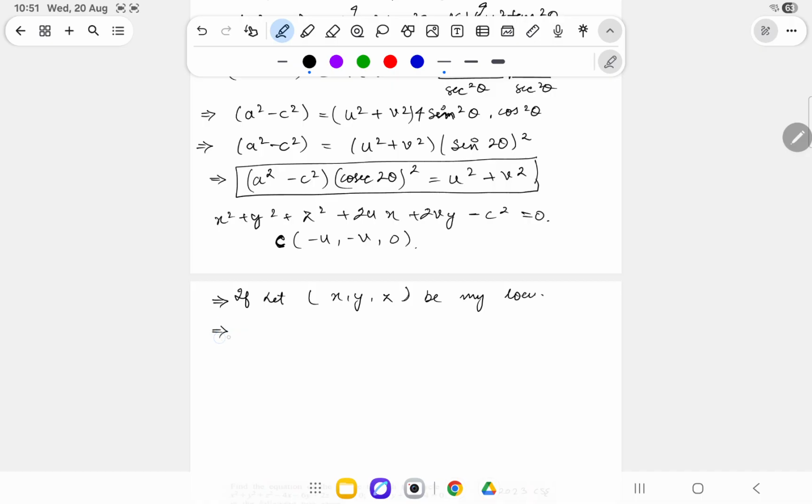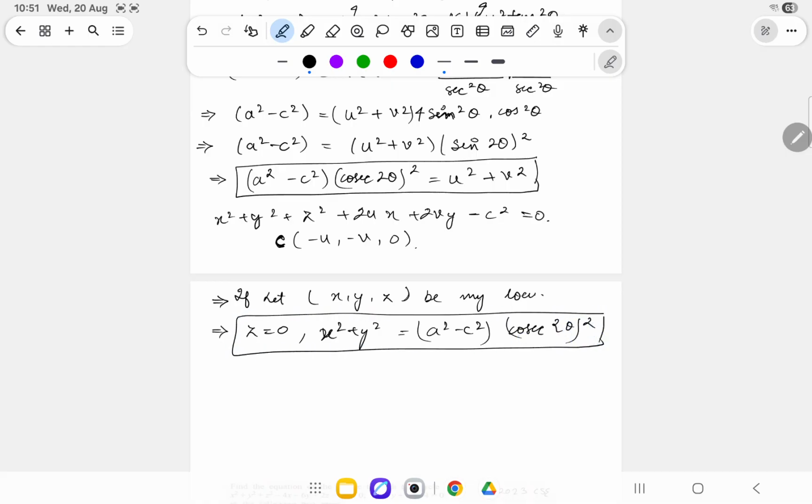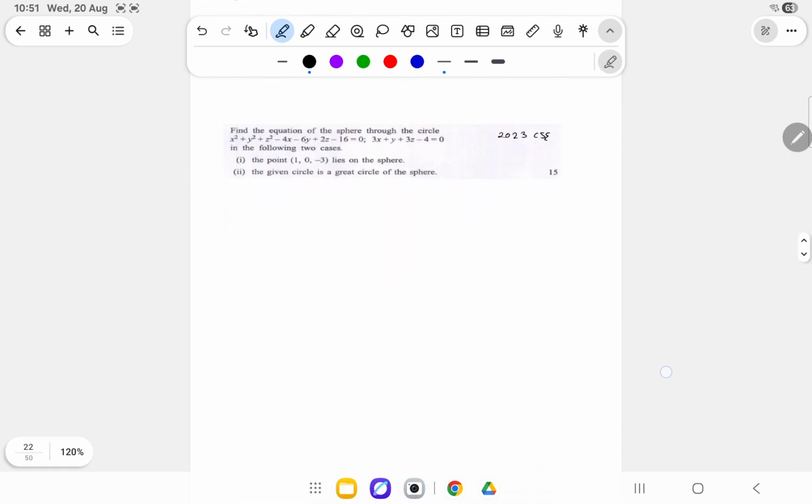So my required locus is z equals 0, x squared plus y squared equals (a squared minus c squared cosec 2 theta) whole squared. This is what I am supposed to prove in this question. So let's move on to the next question.